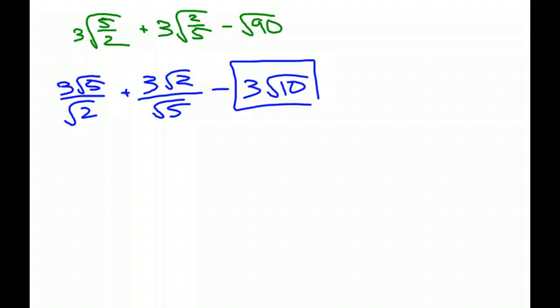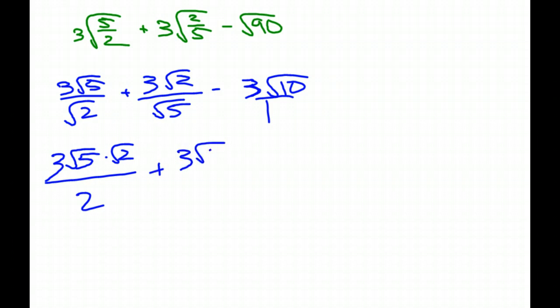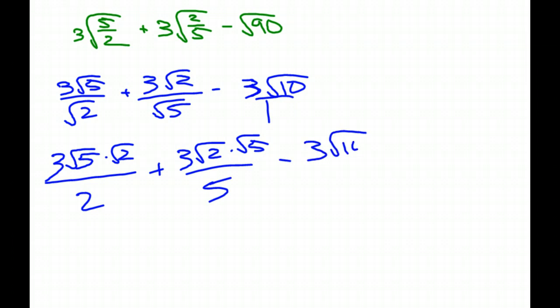Okay, so at this point, what's my problem? Not a fraction. I don't have a fraction on my 3 square root of 10, but that's okay. You don't have common denominators. It's over 1, I can put it over 1. Thank you. Okay, so I gotta get common denominators. Before I get common denominators, what do I need to do? Gotta get rid of my radicals on the bottom. So 3 square root of 5 times square root of 2 plus 3 square root of 2 times square root of 5 minus 3 square root of 10 over 1.